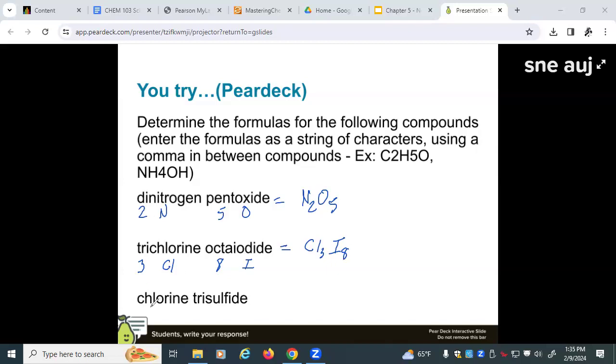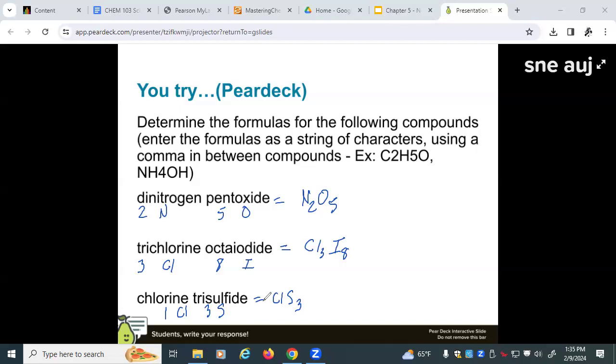And then finally, chlorine. The fact that we don't have a prefix on it means that it is 1. So 1 Cl, tri is 3, sulfide is S. So ClS3 would be the correct formula there.